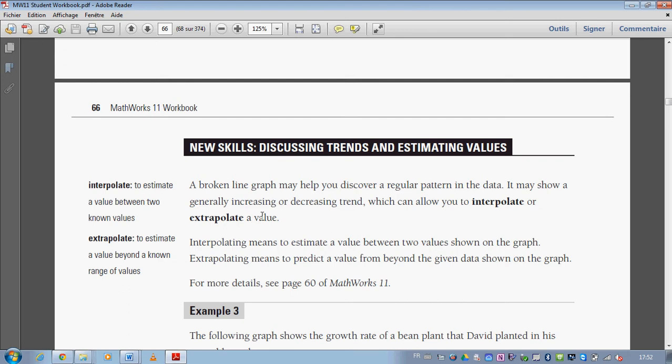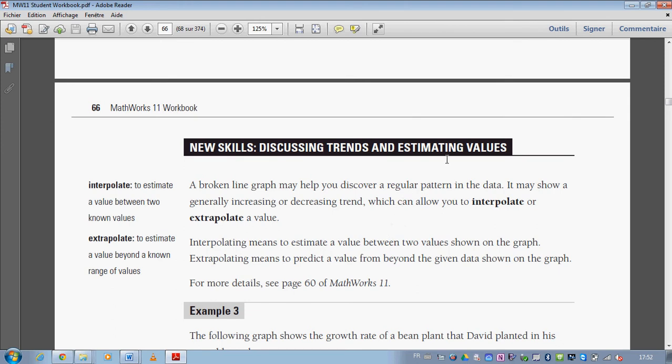Now, extrapolating a value means that on your graph, if you've got data that goes up to, let's say, Wednesday, let's talk in terms of temperature. It looks like on Monday, Tuesday, Wednesday, the temperature's been going up steadily.